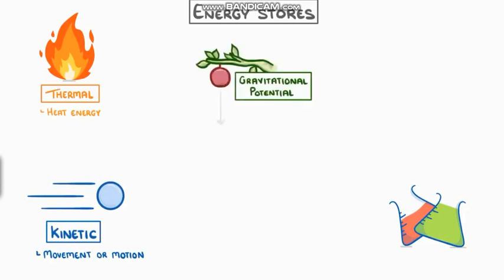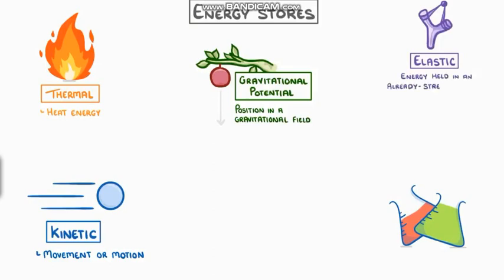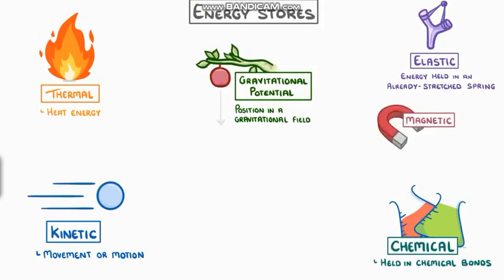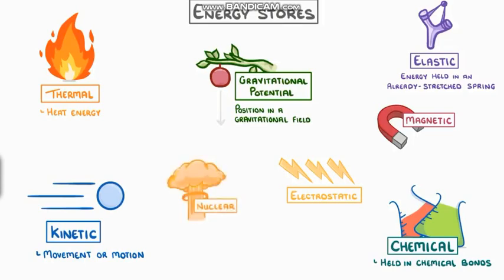Gravitational potential energy, which is the energy that an object possesses because of its position in a gravitational field. Elastic potential energy, such as the energy held in an already stretched spring. Chemical energy, which is held in chemical bonds. Magnetic energy, which is what holds magnets to your fridge. Electrostatic energy, which is what occasionally gives you a shock when you touch your car. And finally, nuclear energy, which is what we get from breaking atoms apart.